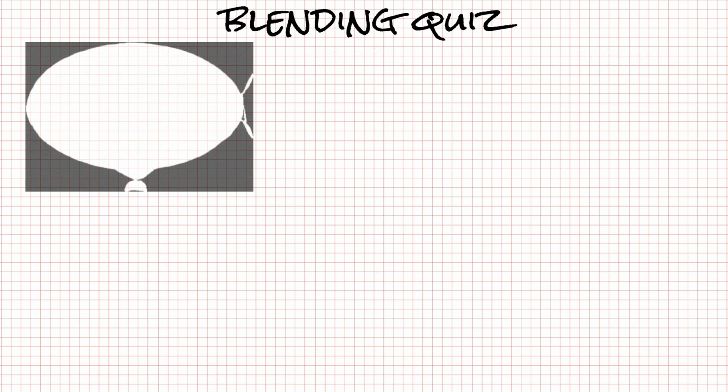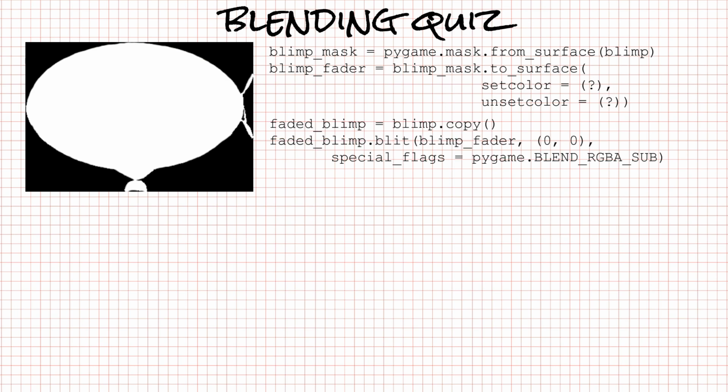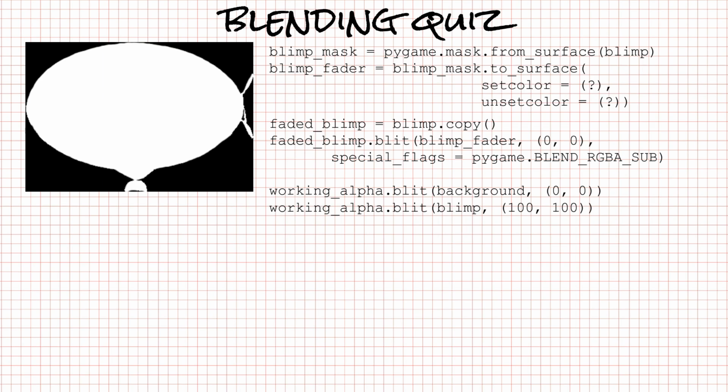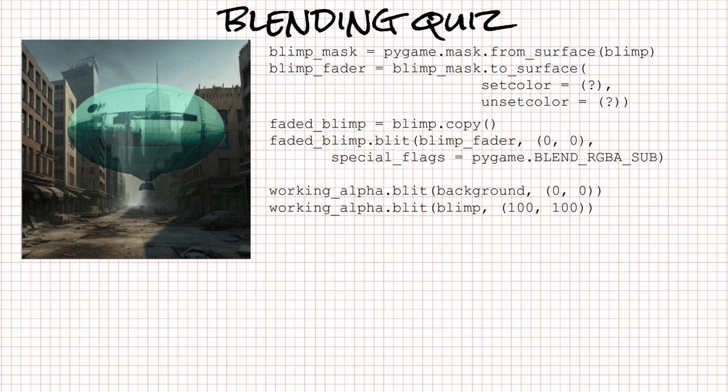In the video, I created a mask of the blimp and then created a surface from the mask. I applied that surface to the blimp using BLEND_RGBA_SUB, and then I blitted that over the background using the default blending mode. When I created the surface from the mask, I passed as arguments an unset color and a set color. If this is my result after one blit, a ghostly cyan blimp, what were the unset color and set color arguments?